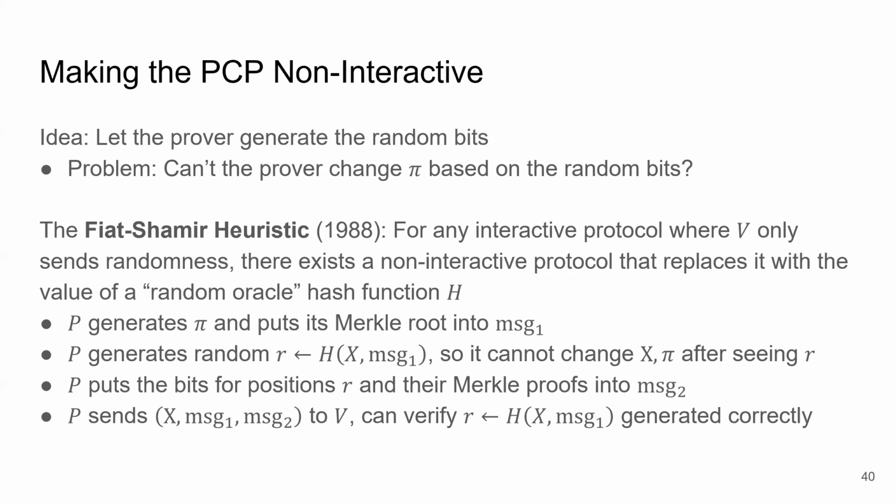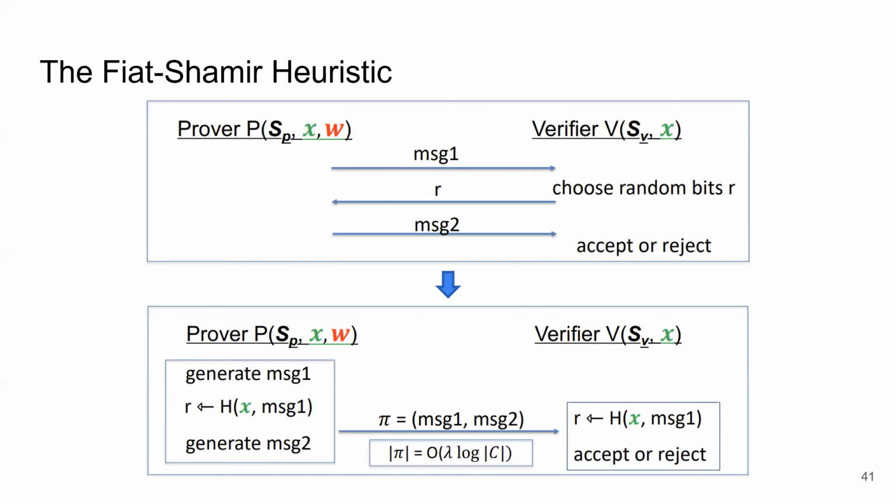Okay. So here's also a diagram for how we have turned our previously interactive protocol into a non-interactive one using the Fiat-Shamir heuristic. Previously we had the prover send message1 to the verifier. The verifier would choose some random bits and send them back. And the prover would take the random bits and generate message2 to send to the verifier. Instead, here we're going to have the prover do all the steps itself, except instead of letting the prover choose whatever random bits it wants, we force the prover to choose random bits that correspond to the random oracle hash function of the public information and the first message it had planned to send.